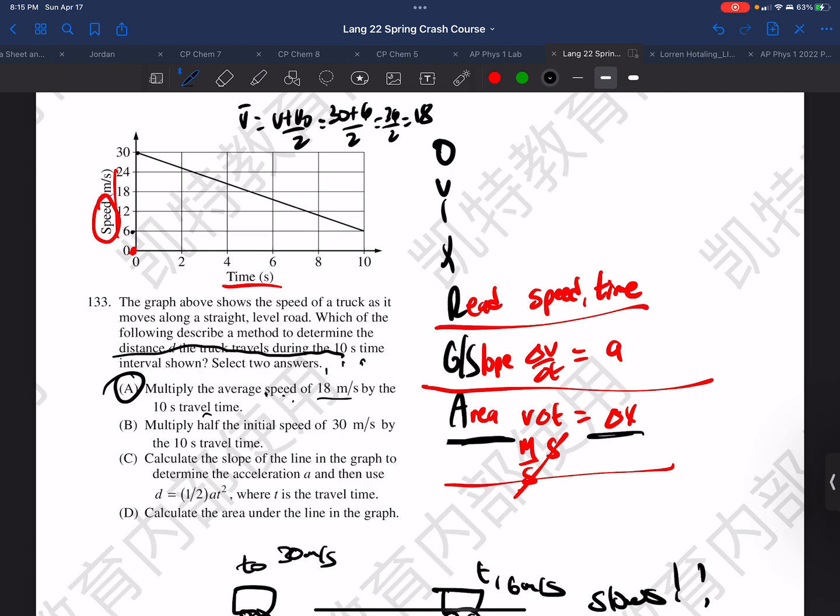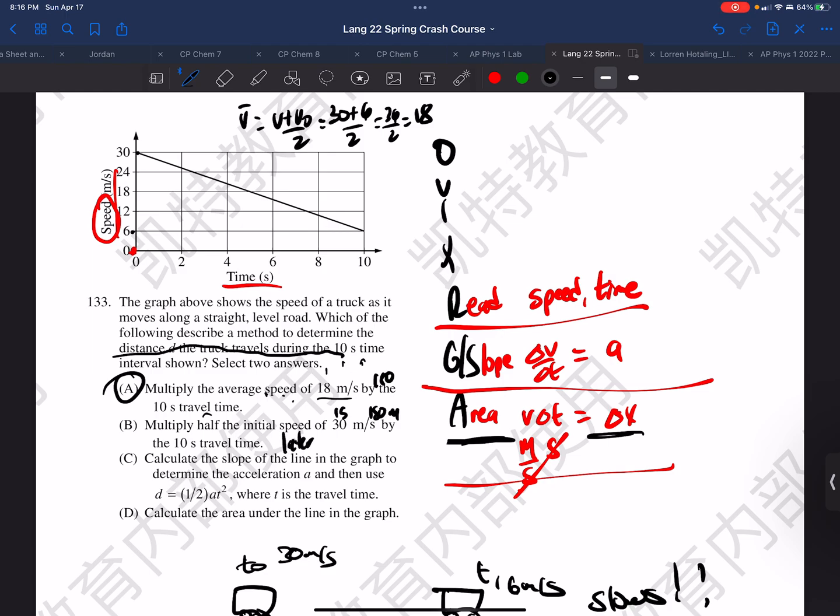Multiply half the initial speed of 30 meters per second, so 15, by 10 seconds. So this one's going to give us 150 meters. The previous one's going to give us 180 meters. Half the initial speed doesn't in any way take into account what happens later.